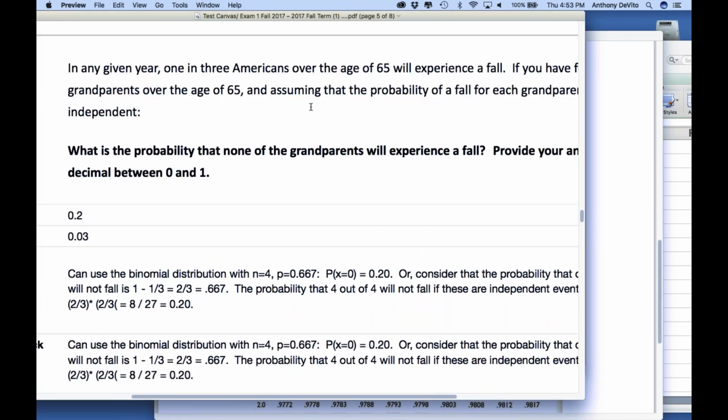There's a couple of ways for us to do that. One of the ways to do that would have been to say if it's 0.33, then not having a fall is 0.66. So 4 of them not having a fall is 0.66 to the fourth.